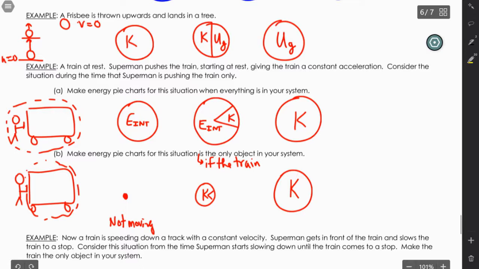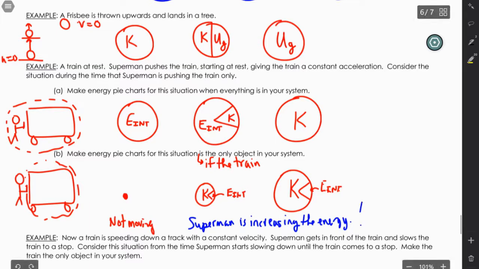So there will be a little bit of internal energy. In fact, it should be about the same in terms of its proportion. Okay, so there's internal energy here, and this little piece here is internal energy as well. But the reason why this circle is growing is because now the system is no longer isolated, which means conservation of energy is off. So Superman is increasing the energy of the system because he's doing work.